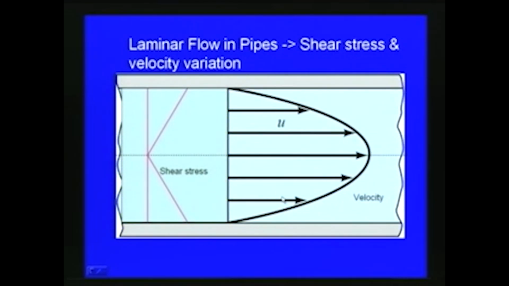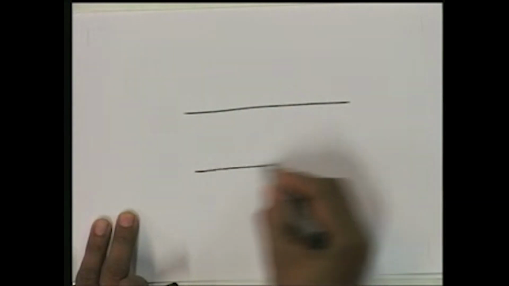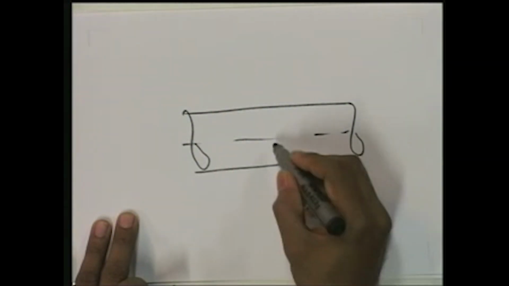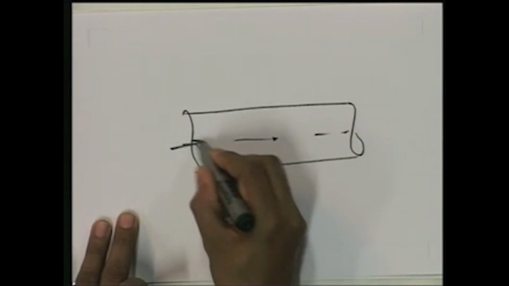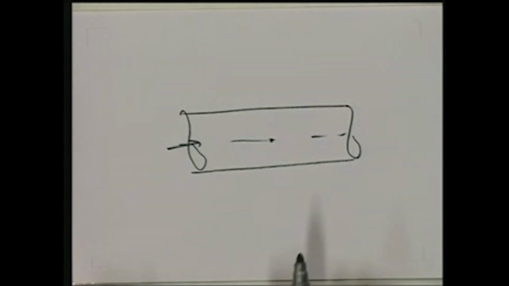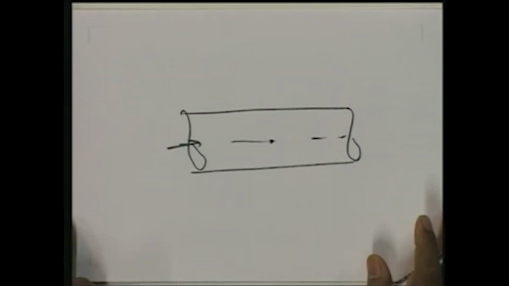Finally, as far as pipe flow is concerned, we have seen that the velocity is varying. If you consider the pipe like this, then at the center we always expect the maximum velocity, and then the velocity varies with a parabolic variation.